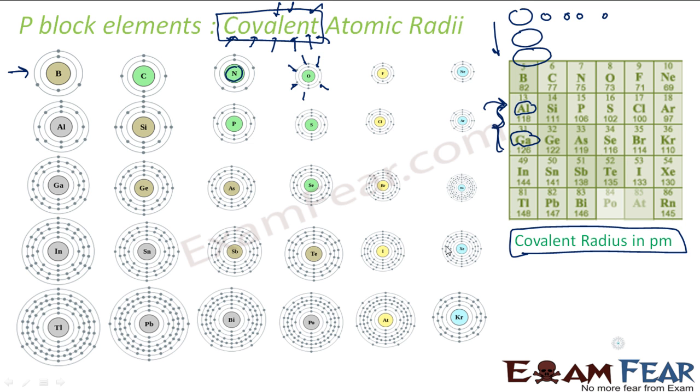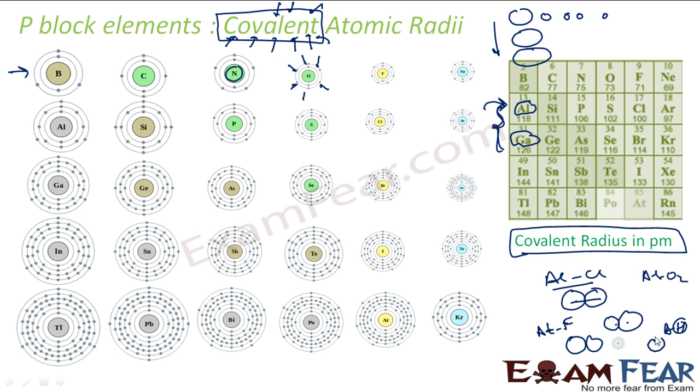Because as I told, the atomic radius is not fixed. For example, aluminium with chlorine, the bond size will be different. If I have aluminium and chlorine here, I'll get a different atomic radius. If I have aluminium mixed with oxygen, I'll get a different atomic radius. If I have a compound of aluminium and, let's suppose, fluorine, I have a different atomic radius. If I have aluminium and hydrogen, I'll get a different atomic radius. Aluminium and nitrogen, a different atomic radius. So he found the average of all these and gave these figures.